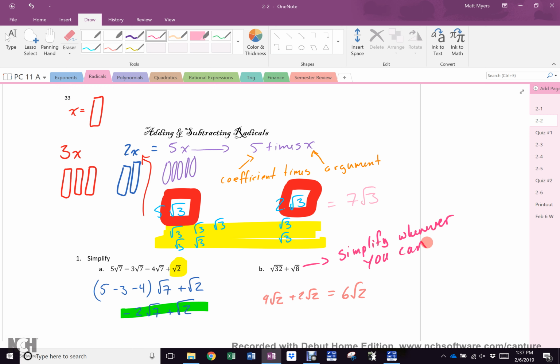Rhea, is that a 9 or a 4? That's a 4, because this was 16 times 2. 4. Everybody good? That's the entirety of the point of this whole lesson.